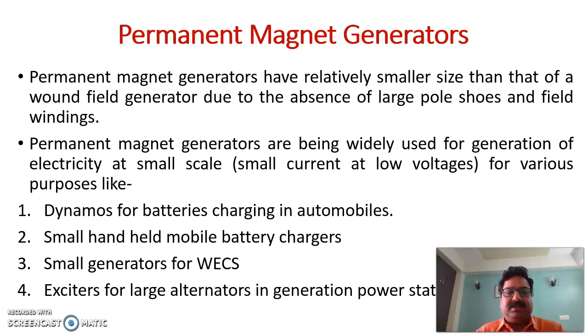These permanent magnet generators are used for various purposes for generation of electricity on a small scale, right? So the generated voltage and current is small. They are also used in a number of applications like battery chargers for automobiles, and small handheld mobile chargers for battery charging of mobiles. They are also used for wind energy conversion systems. So they are also generating a good amount of power.